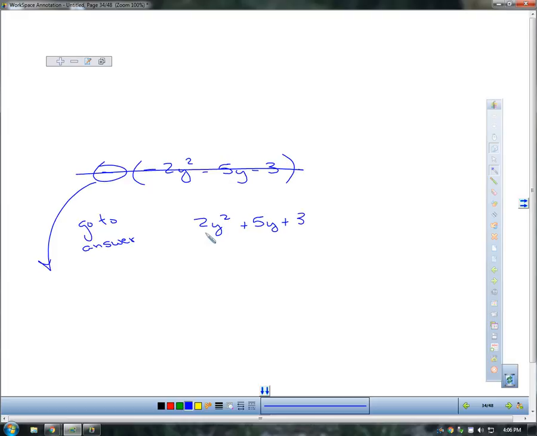Now I'm factoring this. So first step, front and back number. So 2 times 3 is 6. I need to find two numbers that multiply to be 6, but add to be 5. Well, 2 times 3 is 6. 2 plus 3 is 5. So those are my two terms, so I'll put them in a factor form. So x plus 2, x plus 3.